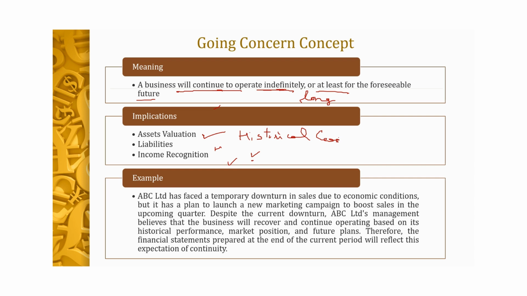Now let's look into the example. ABC Limited has faced a temporary downturn in sales due to economic conditions, but it has a plan to launch a new marketing campaign. Business में डाउनफॉल है, बट ये एक्सपेक्ट कर रहा है कि वो एक नया मार्केटिंग कैंपेन स्टार्ट करेंगे अपनी सेल्स को बूस्ट करने के लिए. Now, despite the current downturn, ABC Limited's management believe that business will recover and continue operating based on historical performance. हमने क्या assume किया कि business recover करेगा और अपनी परफॉर्मेंस को इम्प्रूव करेगा.